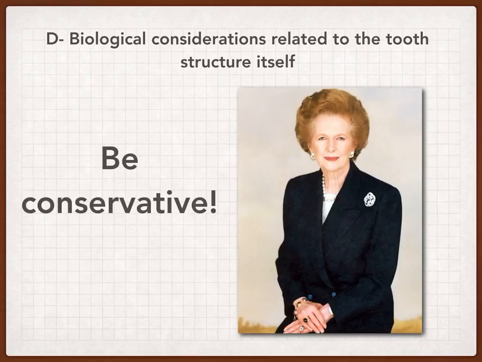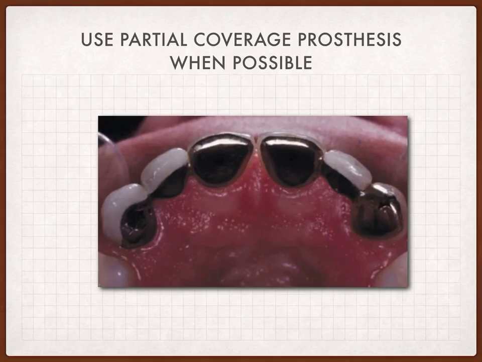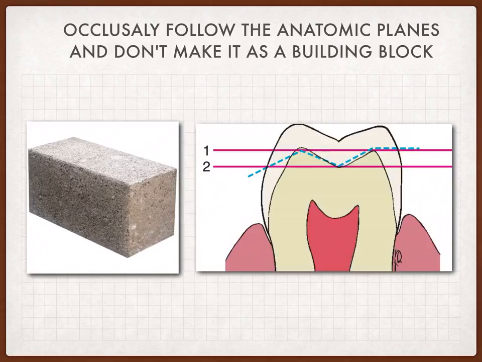The fourth factors are the biological considerations related to the tooth structure itself. Guys, you should be conservative. You should always be conservative in your tooth preparation, whether to receive a filling or a restoration, and that is by the use of partial cover restorations or prostheses when possible, by preparing the tooth occlusally. That preparation should follow the anatomic planes always.